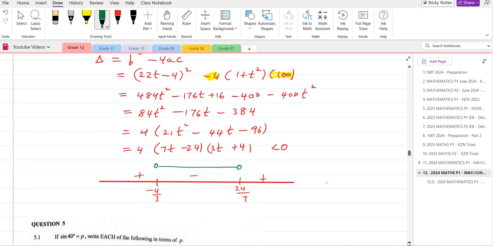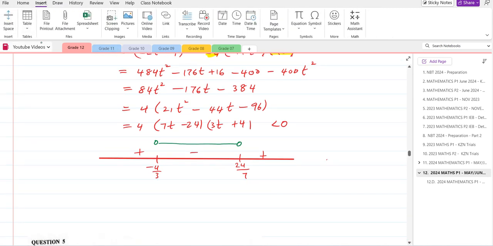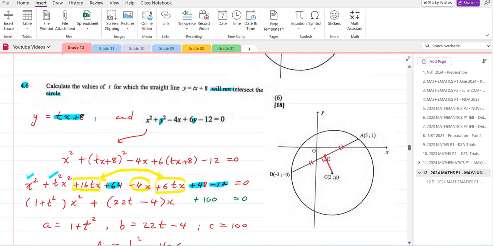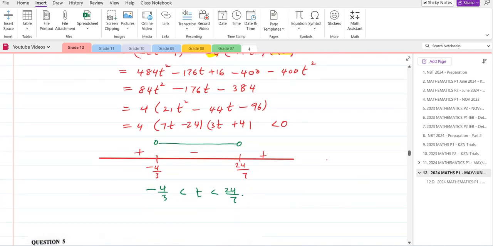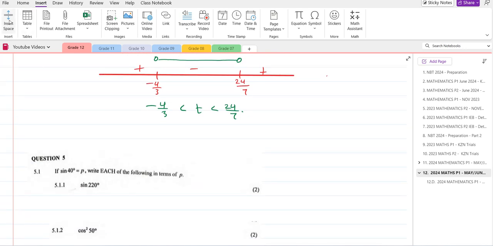Right, so what's your answer? That's the answer I've got: minus 4 over 3 less than t, less than 24 over 7. These are t values, not x values. So you will never find a point of intersection if the value of t is in between minus 4 over 3 and 24 over 7. Sure, difficult question, guys. I hope you guys are understanding.